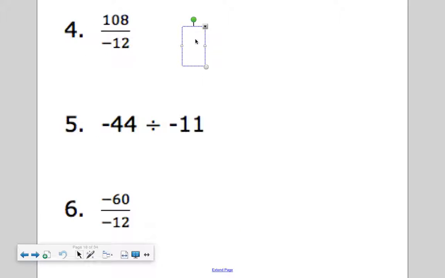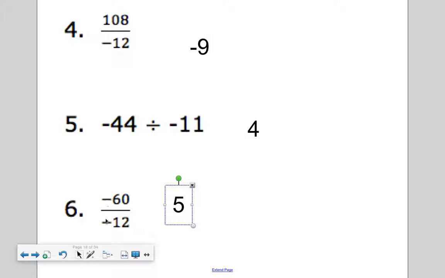Number 4, I have 108 divided by negative 12. 108 divided by 12 is 9. Opposite is negative. Ooh, this one. Negative 44 divided by negative 11. That would be 4, because 11 goes into 44 4 times. What's the opposite of a negative? Positive. Same sign, positive. Negative 60 divided by negative 12 is 5. Opposite of a negative is positive.